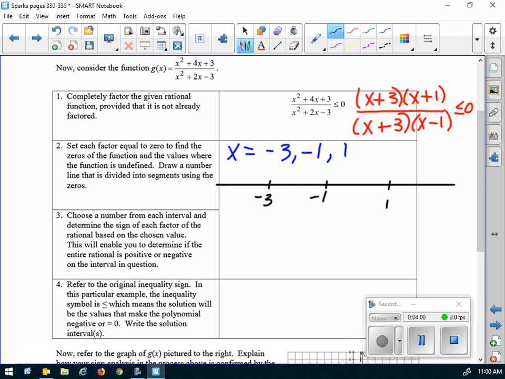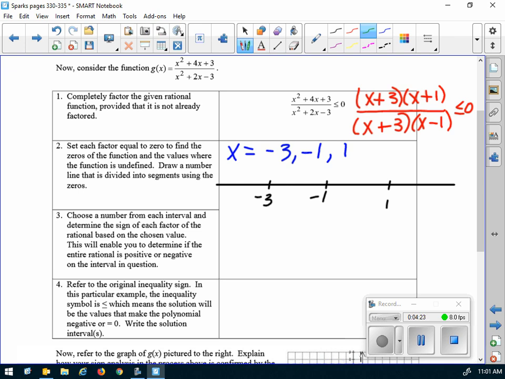Now look at step number 3. It says choose a number from each interval. Remember, you remembering this a little bit? How many sections or subintervals? Yeah, that's right. We've got 4. We've got everything less than -3. We've got between -3 and -1, between -1 and 1, and bigger than 1.